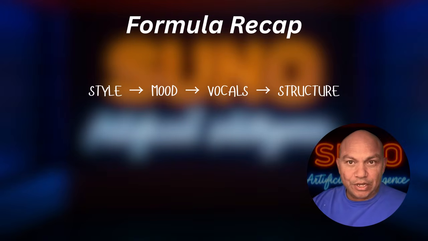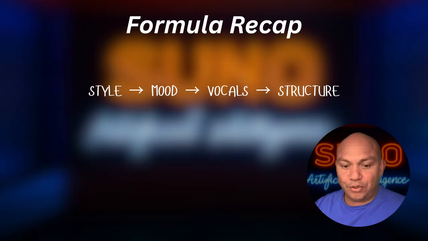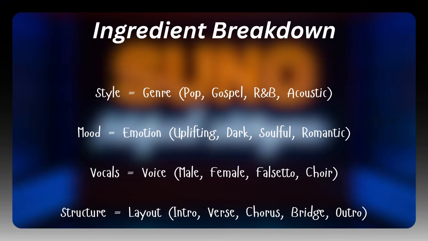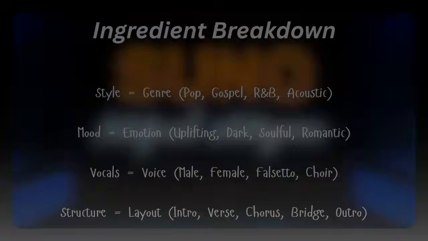These 4 ingredients that I use are style, mood, vocals, and structure. Put all those together and you can come up with something pretty amazing. Style would be the genre of music. You want to add gospel, R&B, acoustic live. Your mood would be the emotion, what you're trying to portray, whether it's uplifting, dark, soulful, romantic. With your vocals, you're going to add either male or female, whether you're trying to use a falsetto or a tenor. You want to even use a choir. So that's your vocal structure.